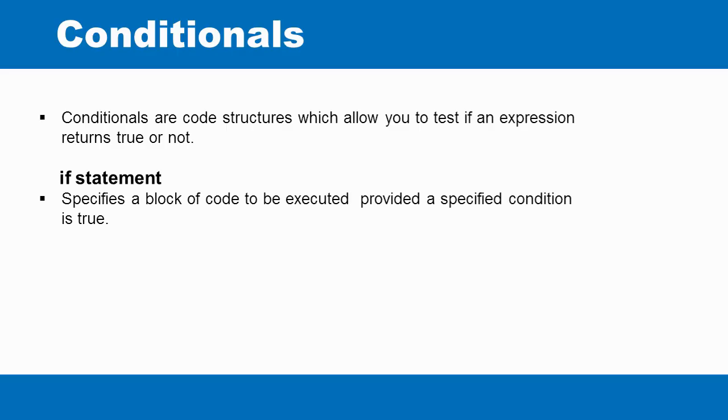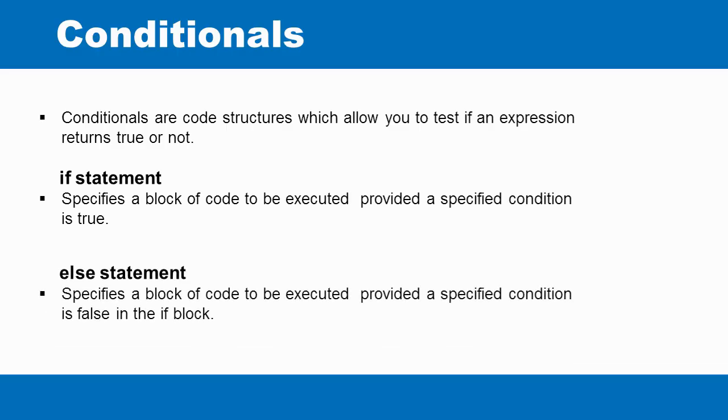is true. We also have an else statement, basically that checks if the condition that is set within the if statement is true or false. If that is false, then the code inside the else block will execute. So the else statement will only come into effect if the condition set within the if statement returns false.